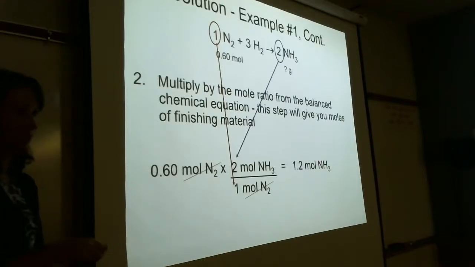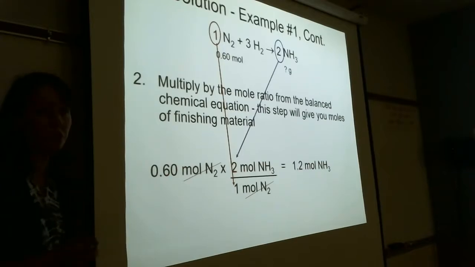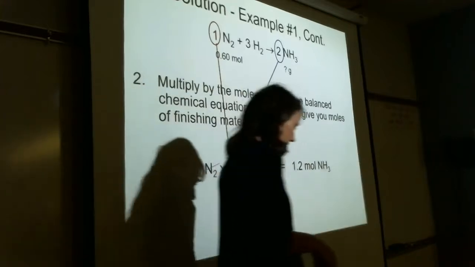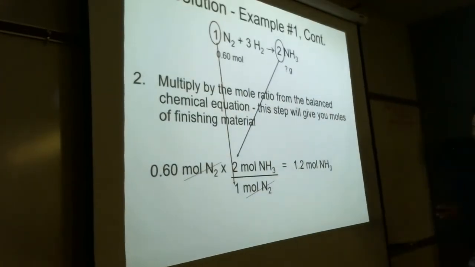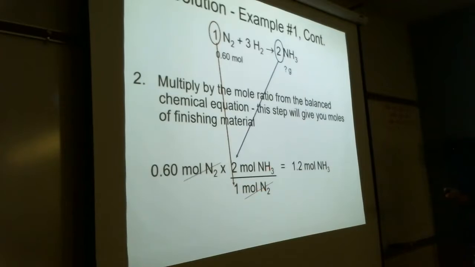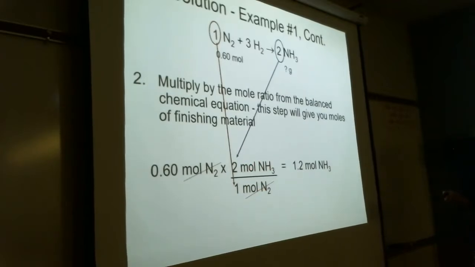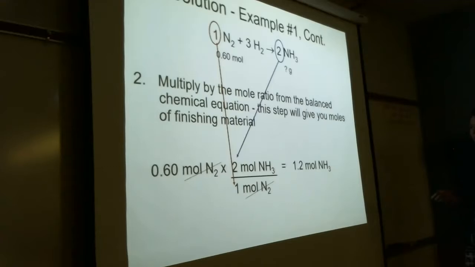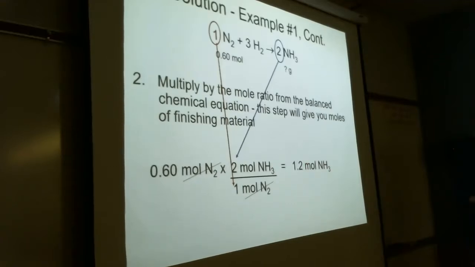Again, you would carry out extra digits, but 0.6 times 2 is 1.2. There's no extra decimal places to carry. So the unit that you're trying to get rid of goes on the bottom. The unit you're trying to convert to goes on top. And these numbers are the coefficients from your balanced equation, which is why if your equation isn't balanced, you're kind of up the creek. Now my unit is moles of NH3. Does this make sense?